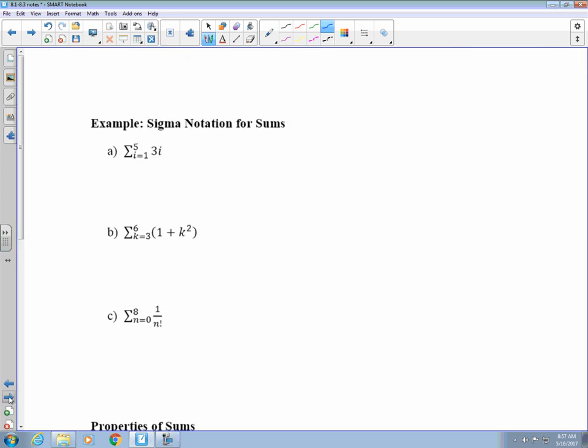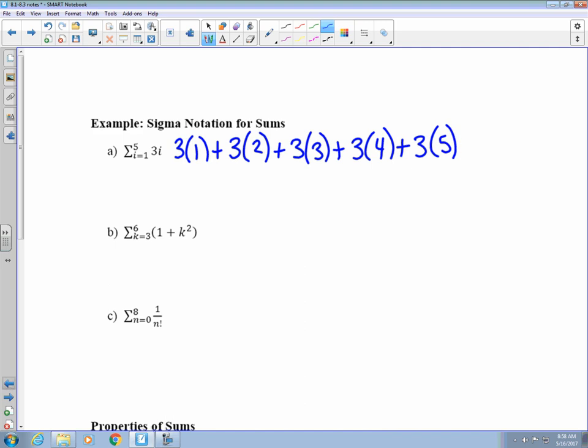So this is what they look like. We have the rule 3i, starting with 1 ending at 5. So that's 3 times 1 plus 3 times 2, all the way up to 3 times 5. So instead of listing 3, 6, 9, 12, and 15, we are going to add all of those up and get one answer of 45 for our series.